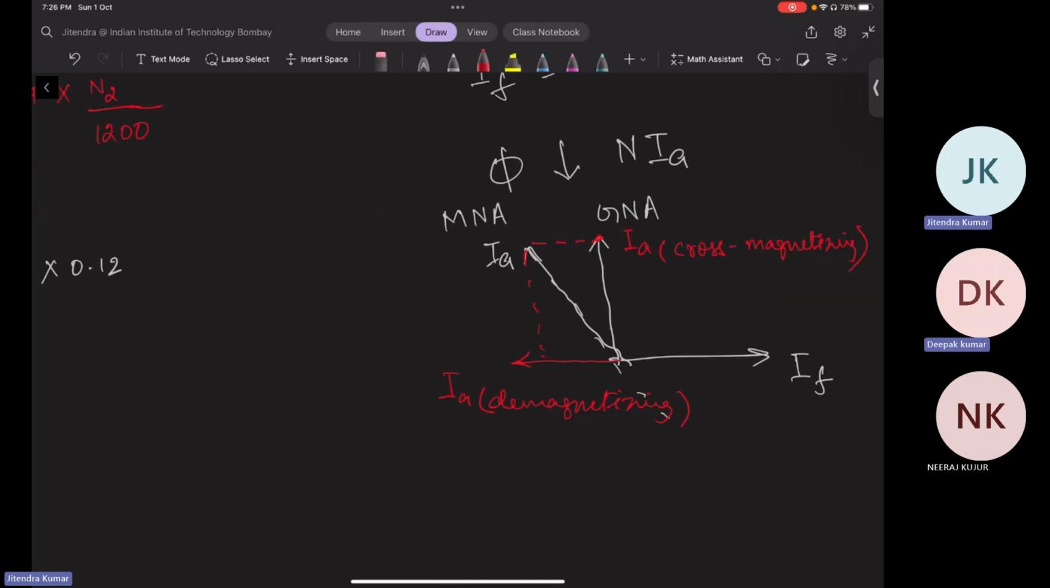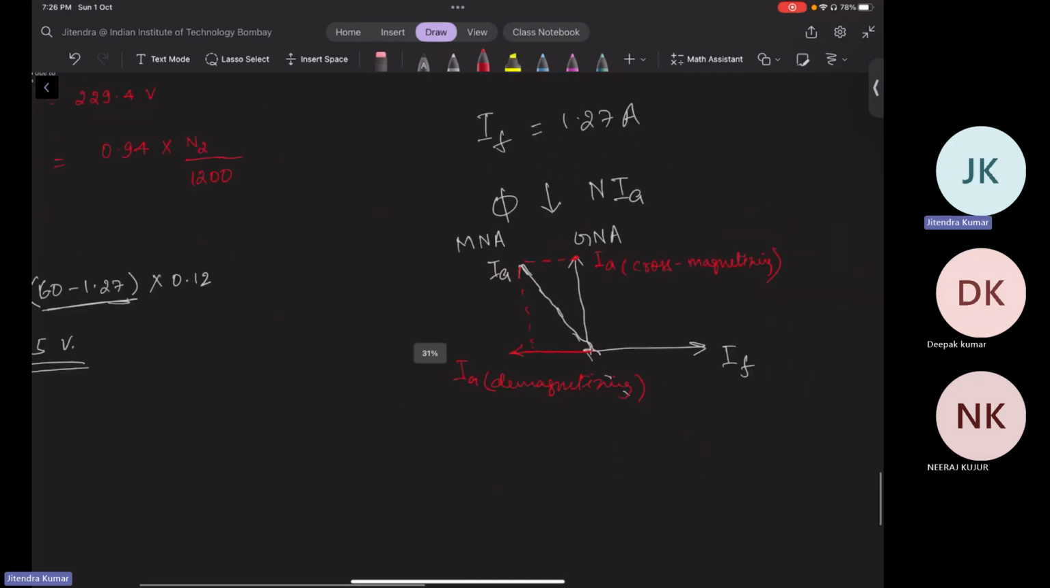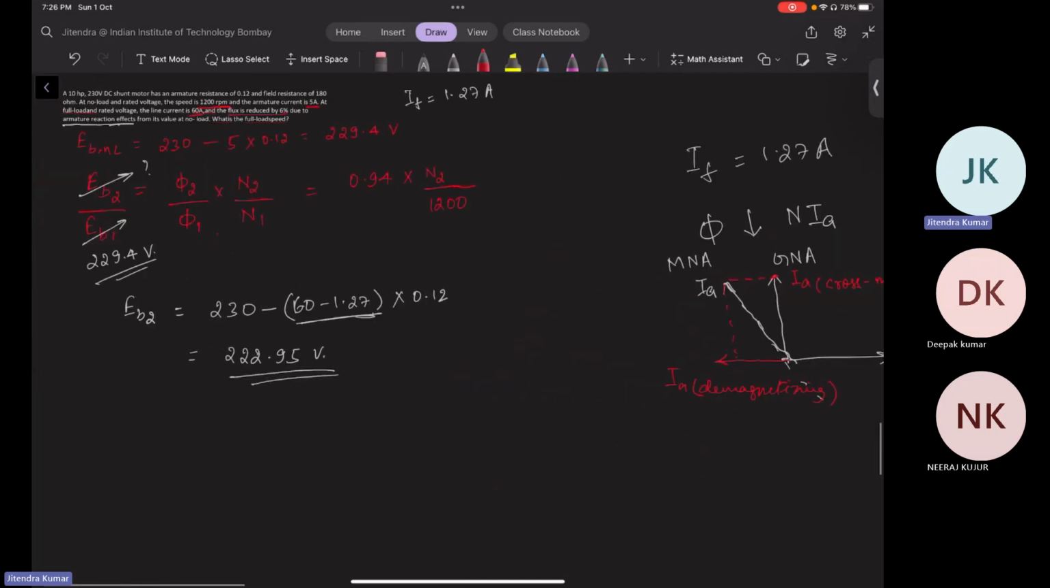Because of this shift, if you read the theory, why does it happen? To avoid the sparking in the brushes. We have to shift this MNA multiple times, and because of this, the rated flux will be reduced by the demagnetizing.